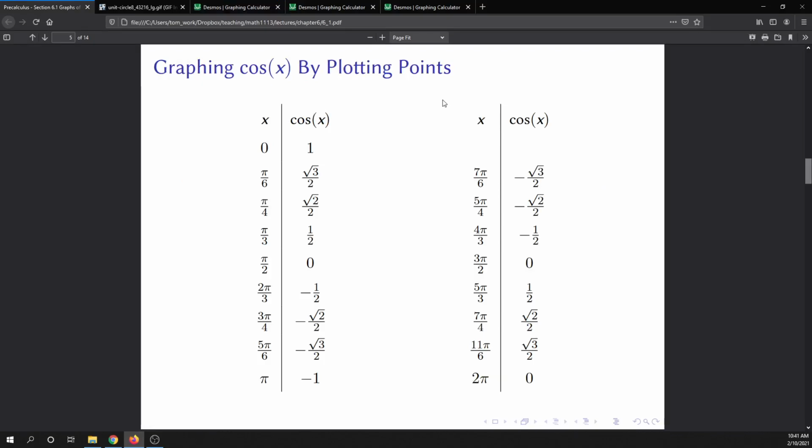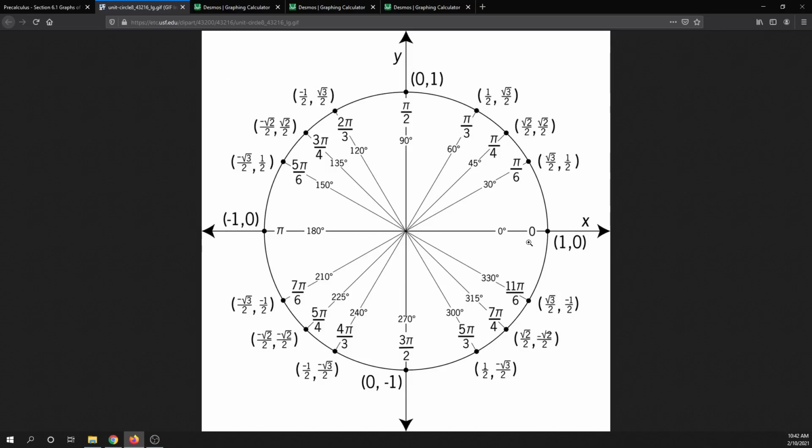All right, next up we want to do the same thing with cosine. So it's pretty much the same thing. I have these points and I want to plot them out. And the main difference is that I'm going to look at the first number. The x-coordinates are going to be the measures of these angles. This is where I got those points from, just like I did for sine. And the difference is that for the cosine, it's the first coordinate.